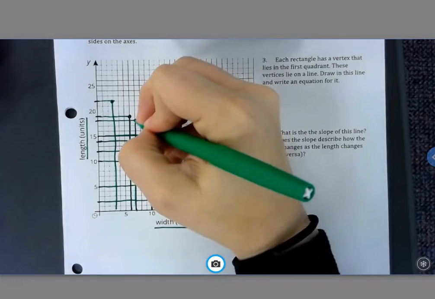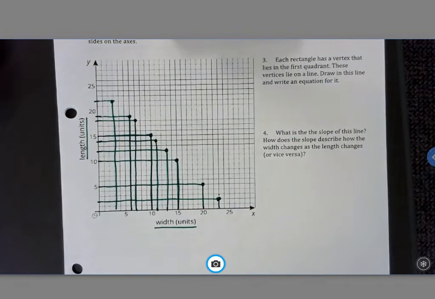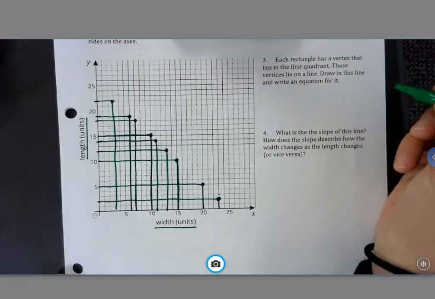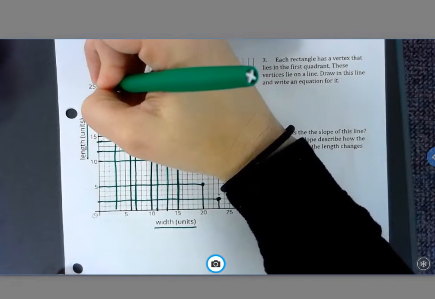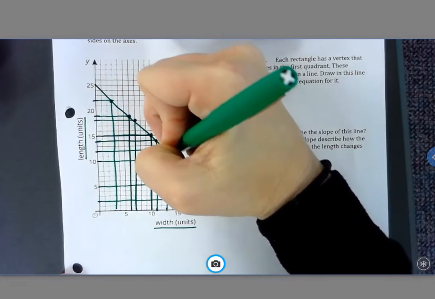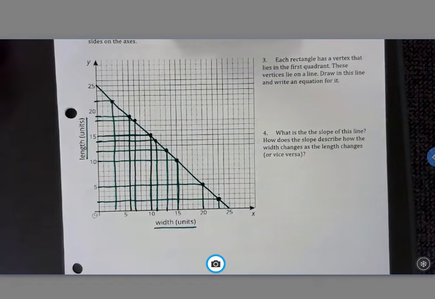Because on number 3, it says each rectangle has a vertex that lies in the first quadrant. Guys, recall that a vertex is where two lines meet. So notice on all my rectangles, I put a point where my two lines ended up meeting. That's the vertex. It says these vertices lie on a line. They want us to draw in the line. So draw the line that connects, and you can use the side of your binder, draw the line that connects all of these points together.